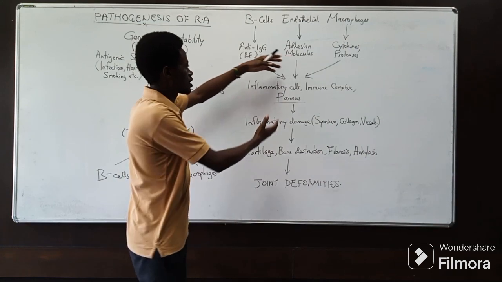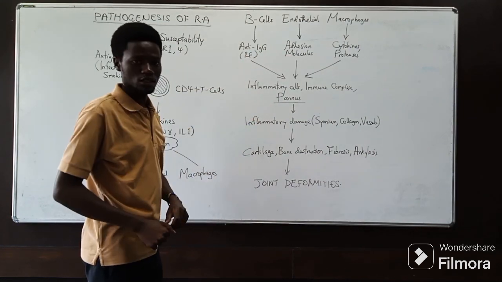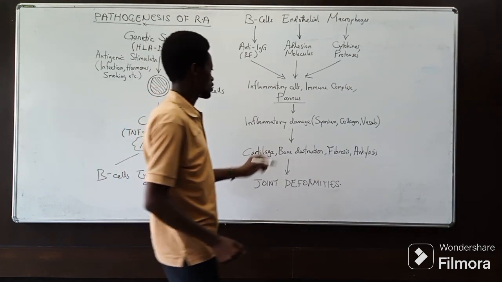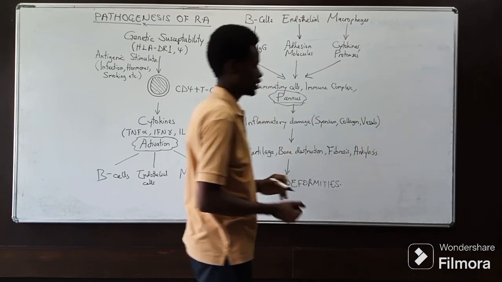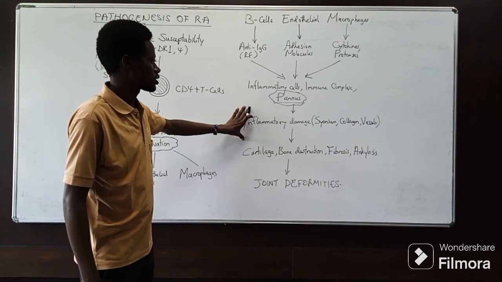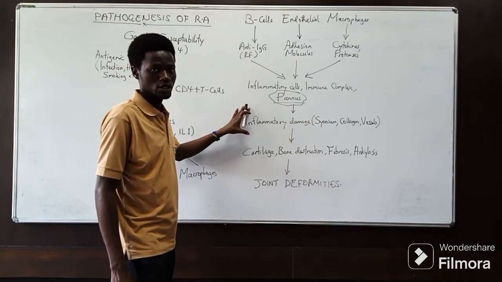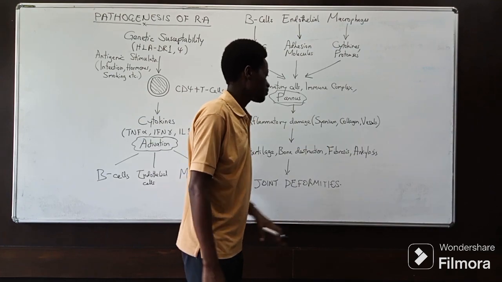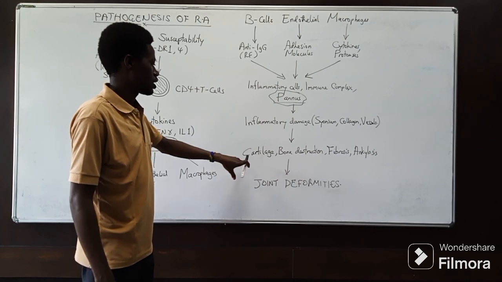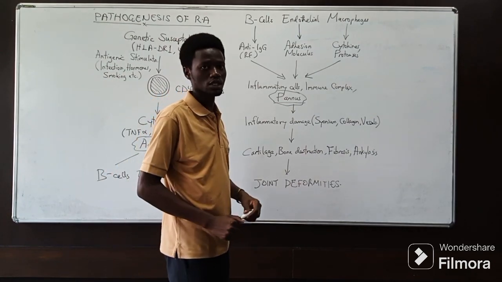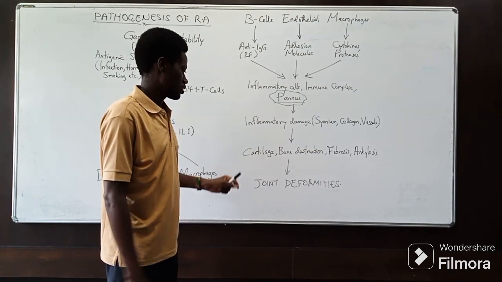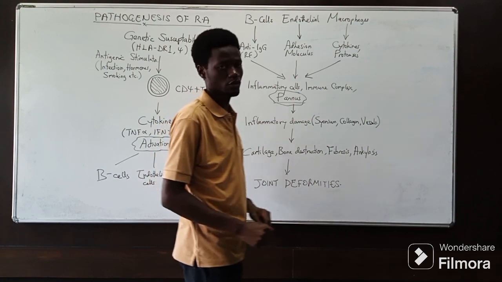Then all of these effects are going to aggregate and lead to inflammation of the cells and immune complexes, and mainly pannus formation, which is the characteristic feature in the pathogenesis of rheumatoid arthritis. After this, there will be damage of the synovium, cartilage, and small blood vessels. This damage of the soft tissues is going to lead to cartilage and bone destruction, fibrosis, and later ankylosis, and lead to the effect which is joint deformities.